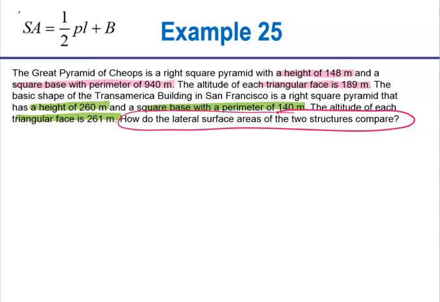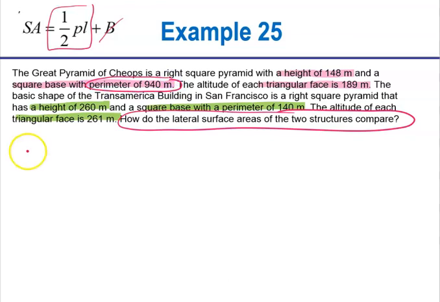So if I use my formula, remember, that's total surface area. What part of this is the lateral surface? It's that part right there. Again, it's without the base. So first let's do pink Cheops. Okay, so it says the perimeter is 940 meters.